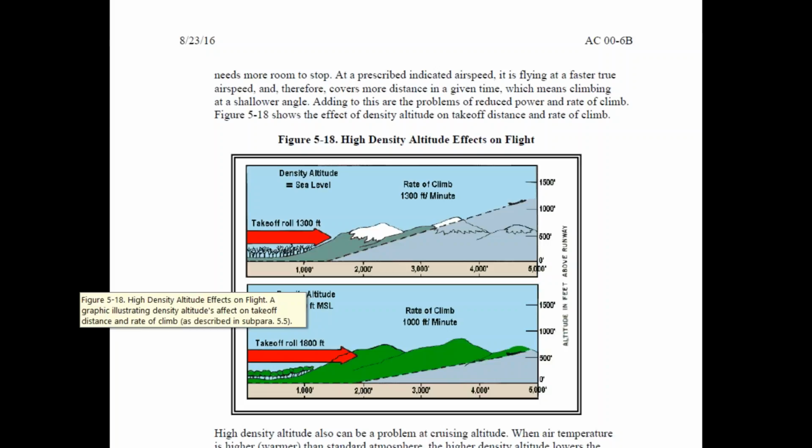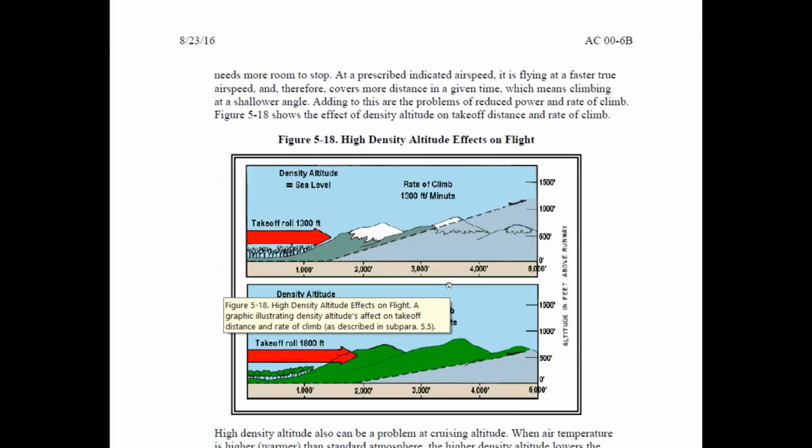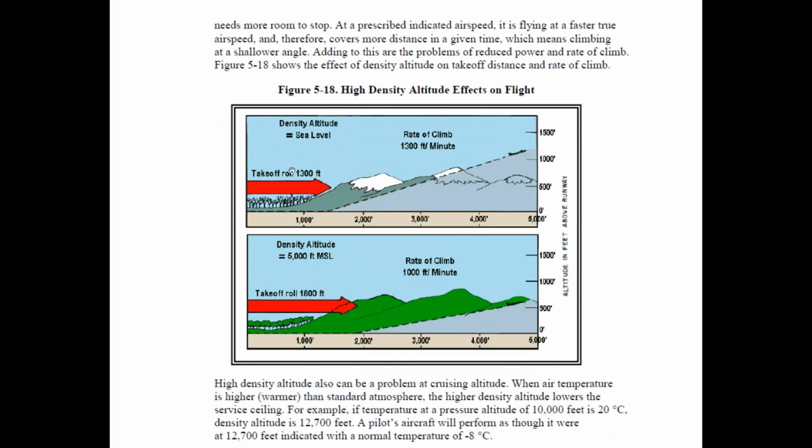So this figure below shows the effects of density altitude on takeoff distance and rate of climb. You can see here that at sea level, in a standard atmosphere, a plane is able to take off and climb at a higher degree than it can at 5,000 feet above sea level. It takes longer to go down the runway, and once it takes off, it can't climb as fast. You can see here that the takeoff roll between the two was a difference of 500 feet.